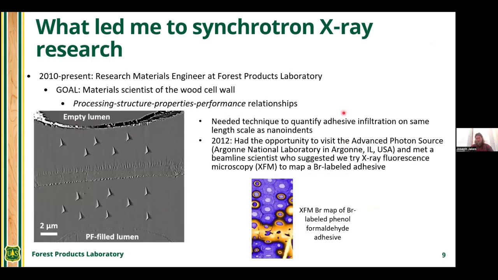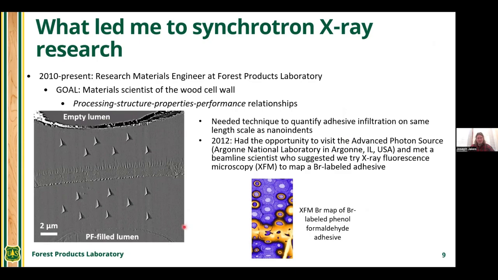Then in 2010, I graduated from my PhD and became a research materials engineer here at the Forest Products Laboratory. And I made it my goal to become a material scientist of the wood cell wall. So material science is, of course, studying the relationships between processing, structure, properties, and performance. So I was able to measure mechanical properties, but I wasn't able to do other types of properties and also understand different effects of processing.